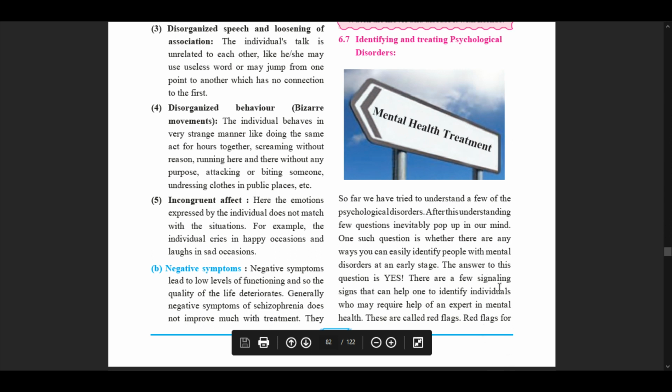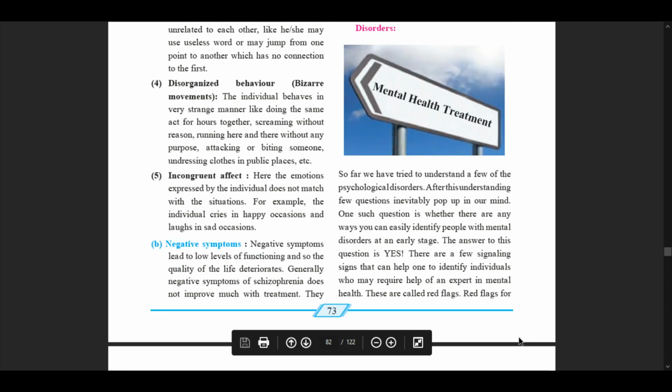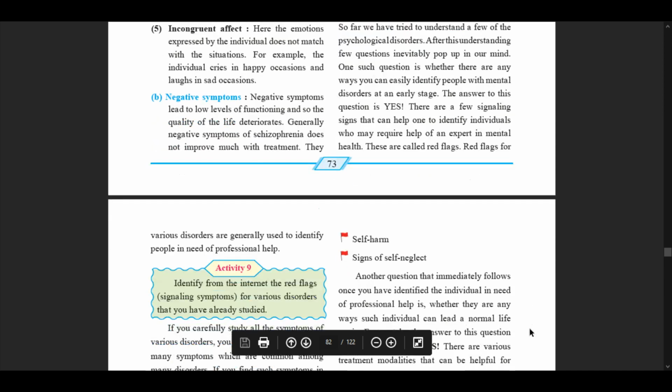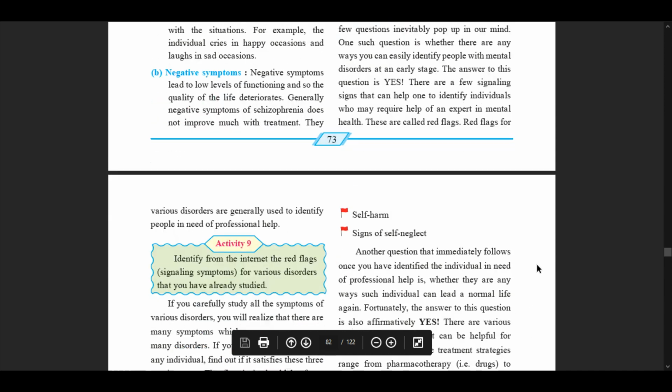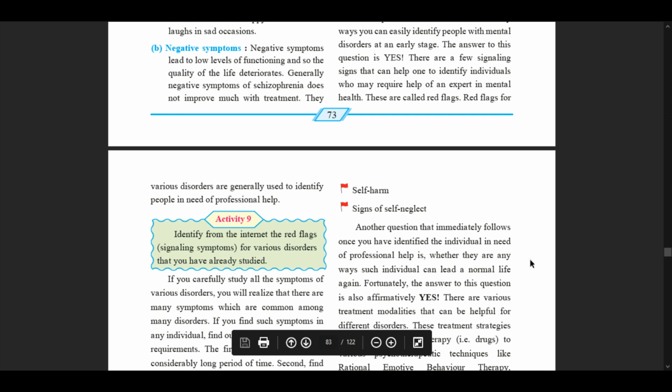These are called red flags, as I mentioned earlier. Red flags for various disorders are generally used to identify people in need of professional help. So now we understand what red flags are, or what the function of red flags is. Now we'll understand what sort of exceptions there are in red flags and what their names are.